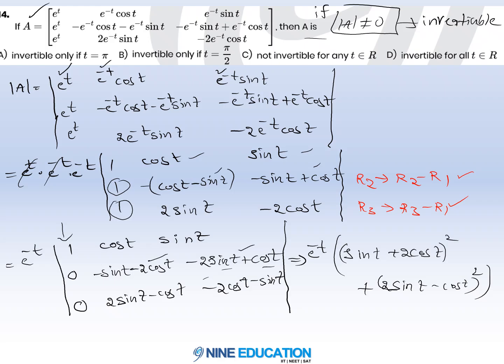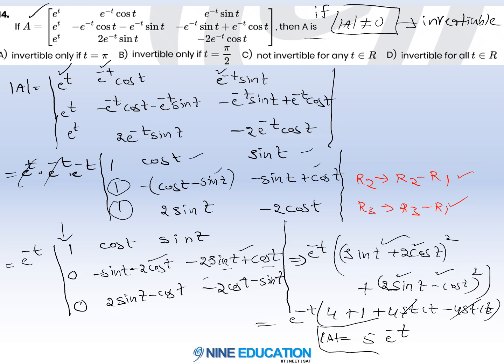So in this you'll get 4 cos square theta. Here 4 sin square t you'll get. So after this expansion, we'll get 4 times sin square plus cos square, which is 4. And here sin square plus cos square, again it will be 1. Here plus 2ab part in this, minus 2ab part in this gets cancelled. So I'm directly writing here. So 4 times sin t into cos t. In this part, you'll get minus 4 sin t into cos t. So these two get cancelled. So we'll get 5 times e power minus t. So this is the det A, right?